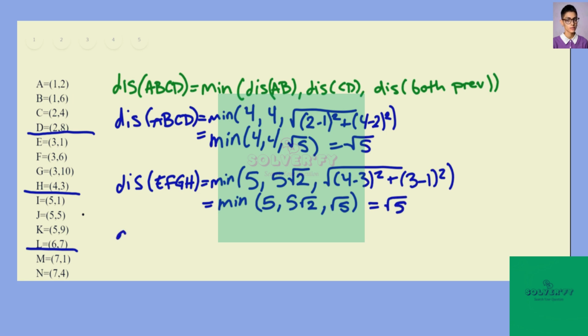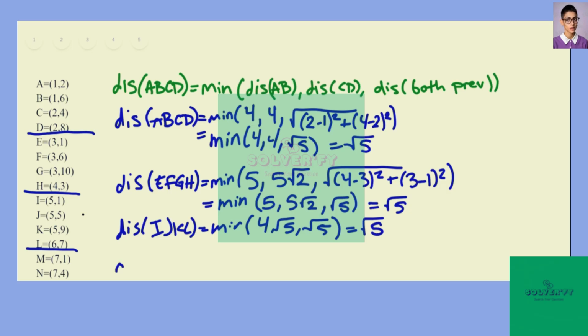We'll do the same thing for the distance of I, J, K, and L. So that's going to be the minimum of 3 square root of 10. Oops, I got ahead one. This is going to be 4 square root of 5. And then we'll take J and L. And so when we take the square root of 6 minus 5 squared plus 7 minus 5 squared, we get, again, the square root of 5. And so this is equal to the square root of 5.